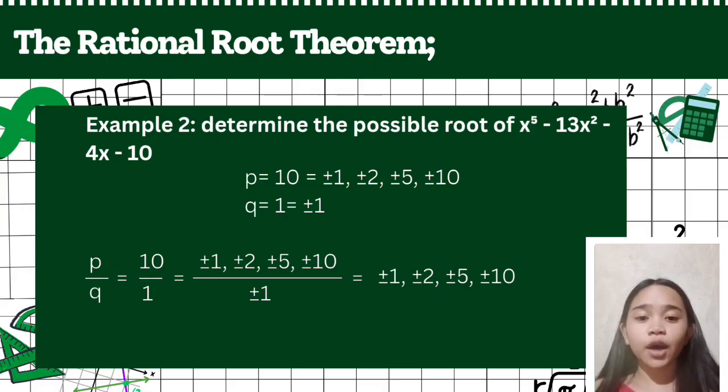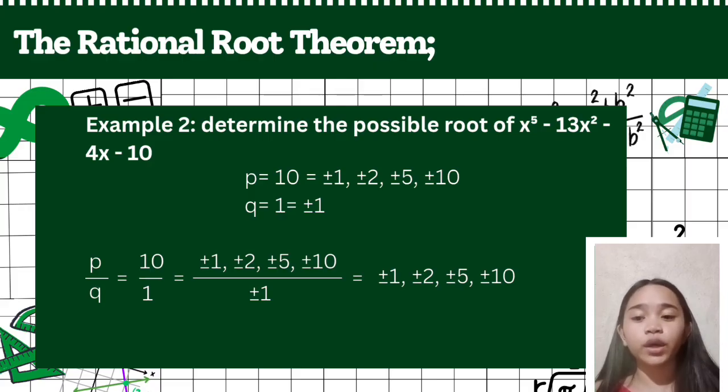After that, we can get the values or factors of p and q. The factors of 10 are positive negative 1, positive negative 2, positive negative 5, and positive negative 10. And the factor of 1, since there is only one, is automatically positive negative 1. And now we can get the possible roots of our equation.